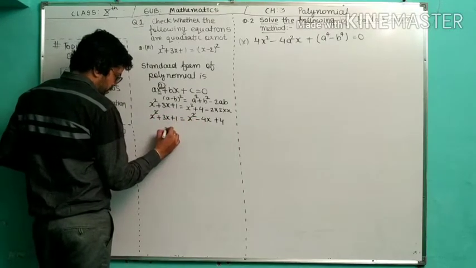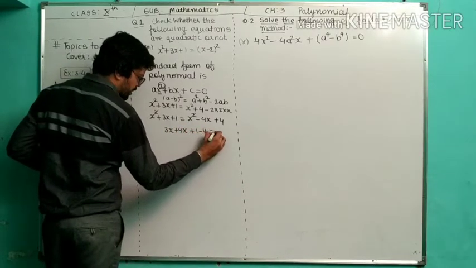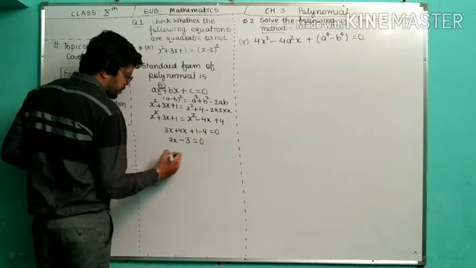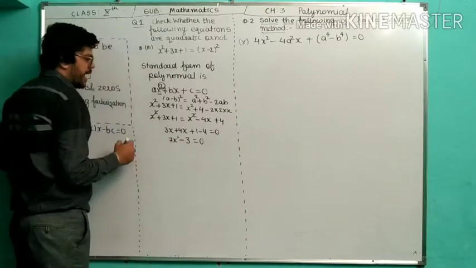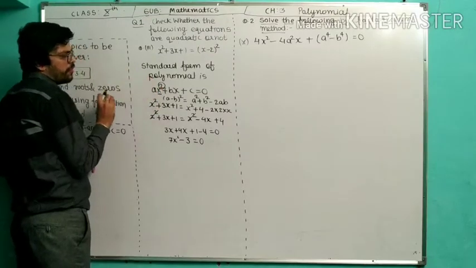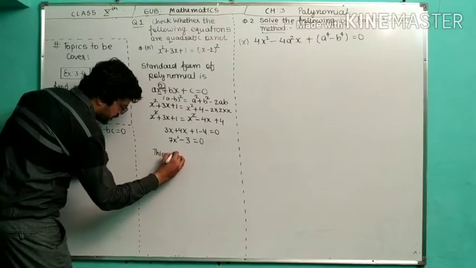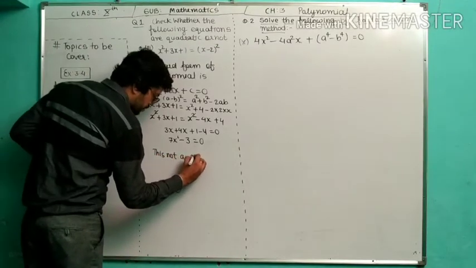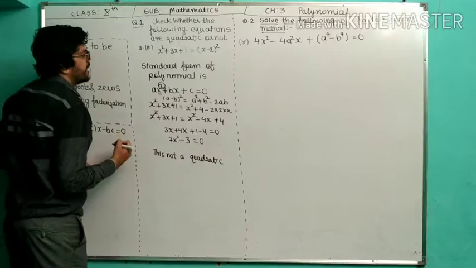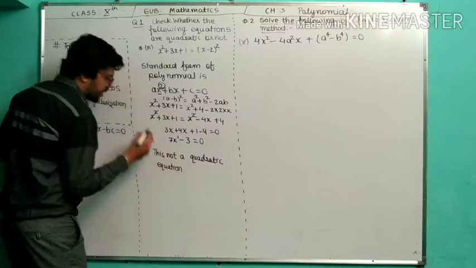Remaining is 3x minus 4x, which becomes minus x, plus 1 minus 4 is equal to 0. That is 7x, minus 3 is equal to 0. See, the power is 1, and I told you we want the power to be 2. We want the power of the variable to be 2. So this is not a quadratic equation.